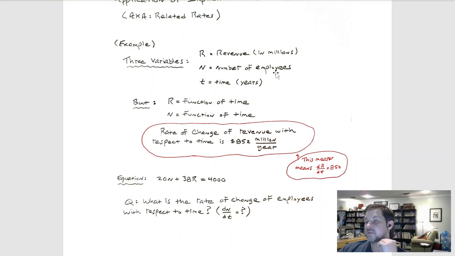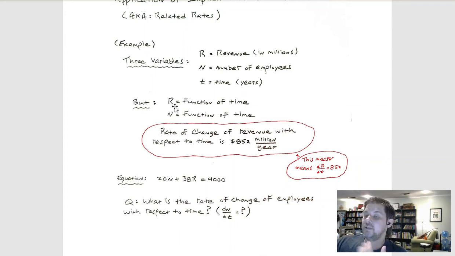N is the number of employees. So there's some company and they earn revenue and they have employees, and T is time. Okay, so those are the three variables that we're keeping track of here.